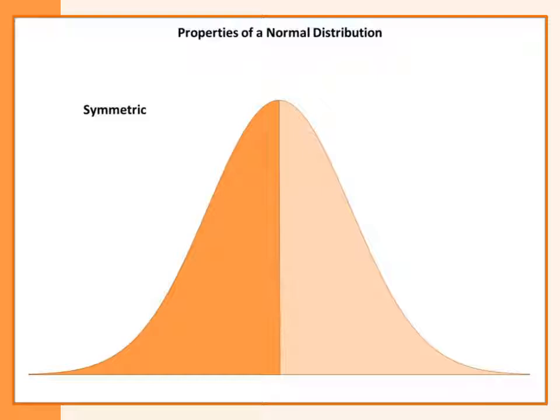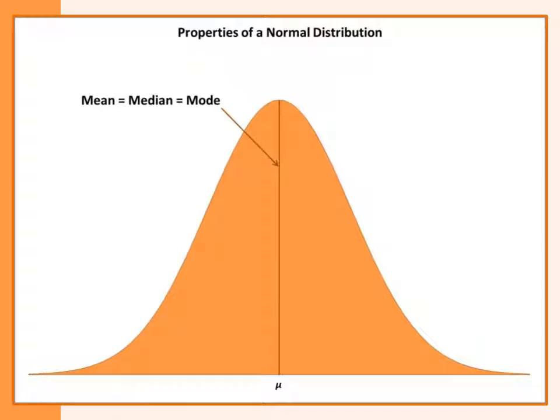The properties of the normal distribution include its symmetric shape. If folded in half, one side of the curve perfectly mirrors the other. Because it is symmetric, a second property is that the mean is equal to the median is equal to the mode.